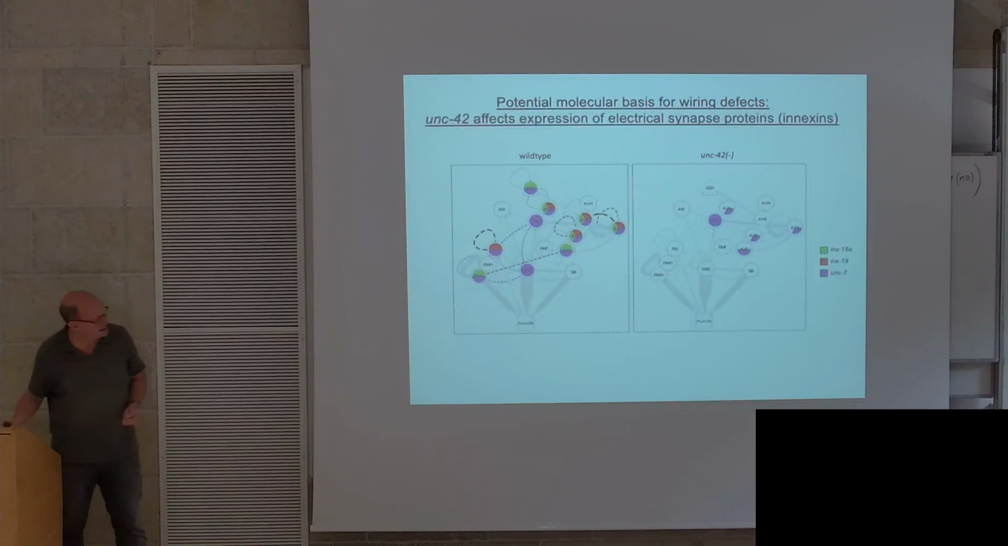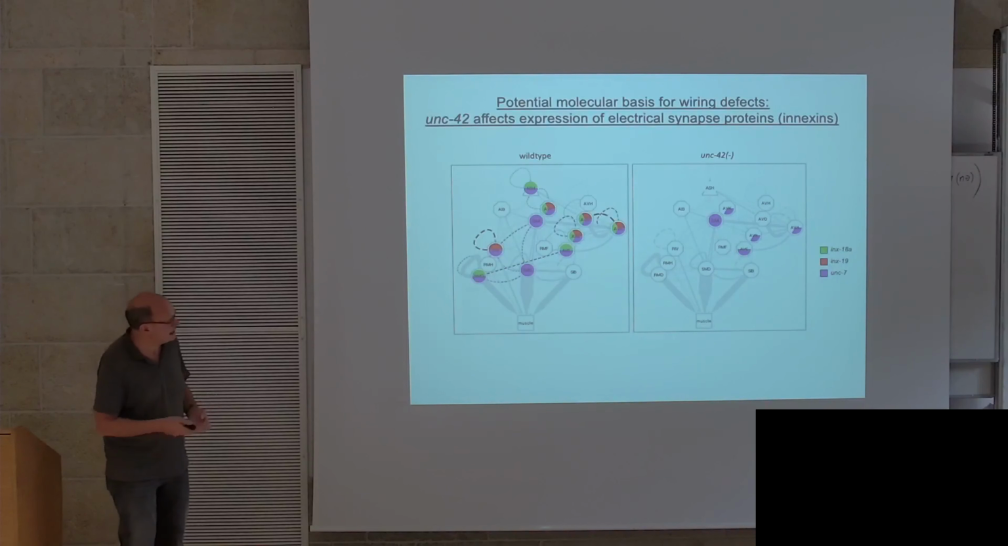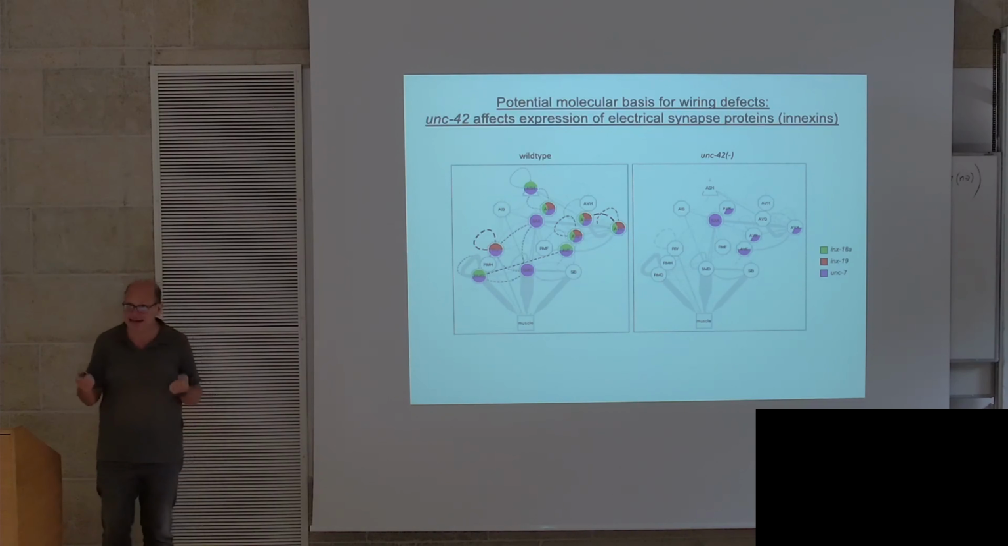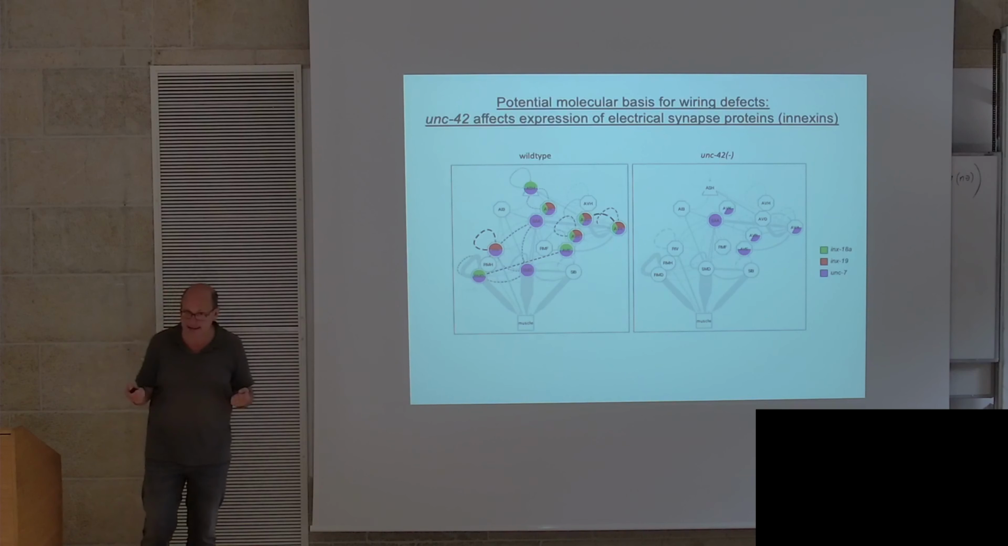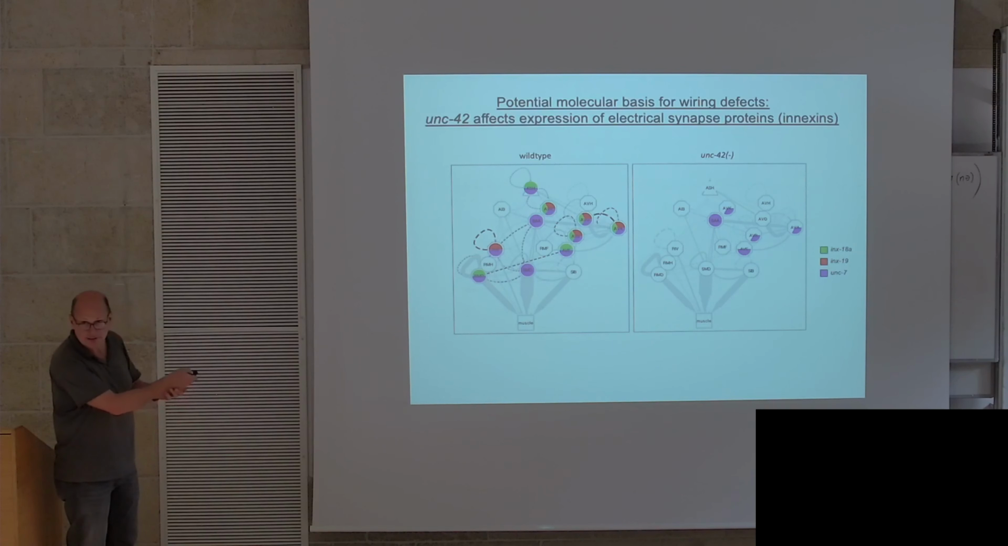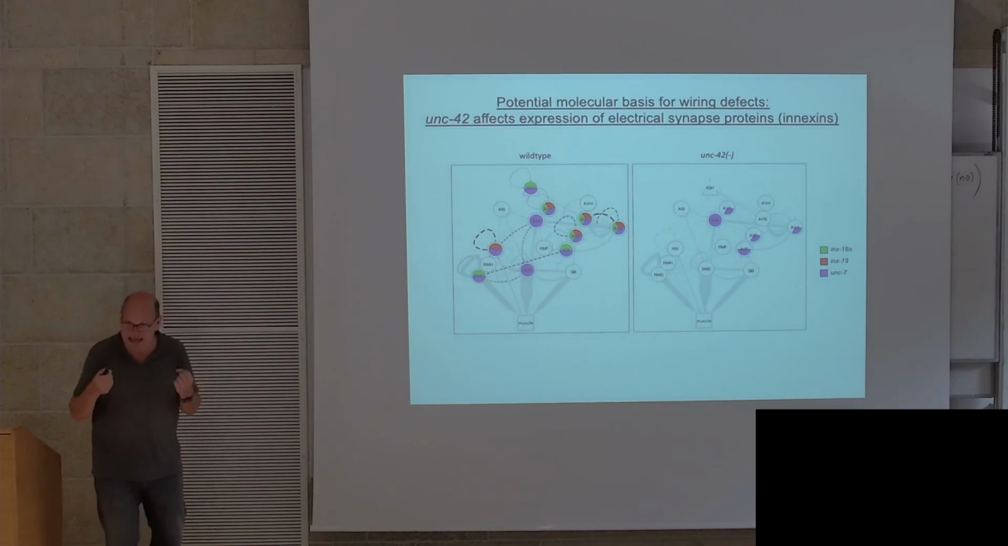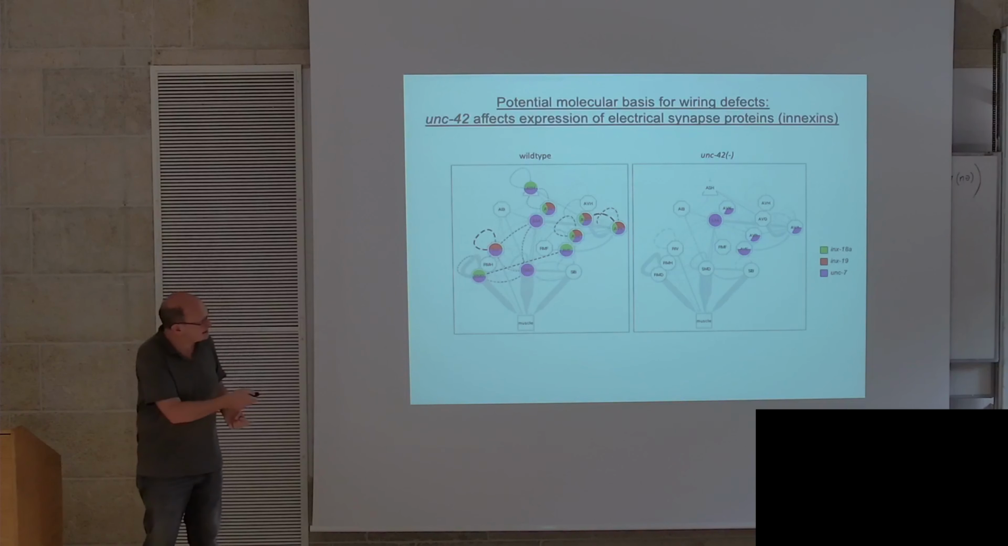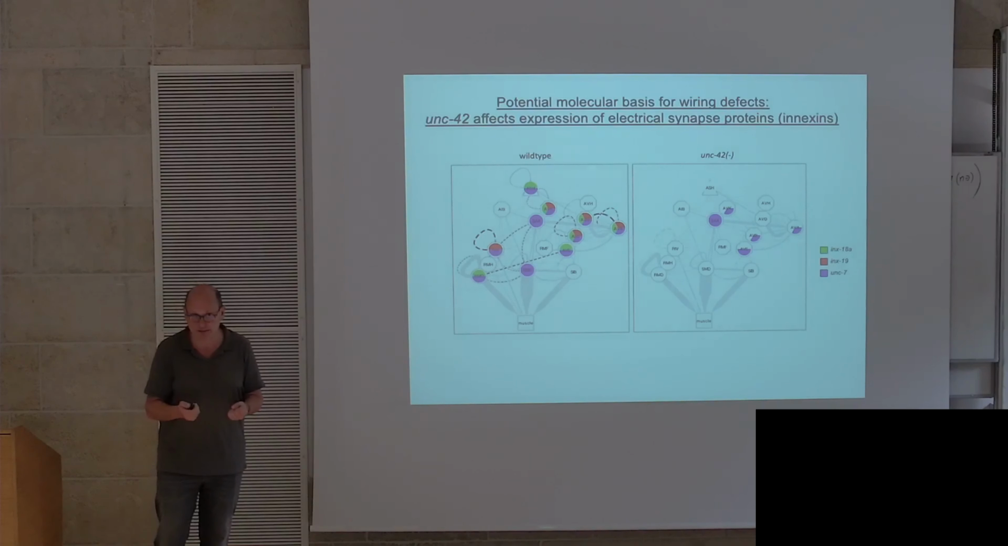Here is the very same problem with an even more telling class of molecules. These are molecules that form electrical synapses, the innexins. They're directly the constituents of electrical synapses. There's a whole bunch of them. We looked at 3 of them. Highly patterned expression within that circuit, responsible for these electrical synapses here. And again, their expression is very much disrupted in UNC42 animals. And again, that makes us suggest that UNC42 is indeed required, not just cell autonomously to specify identity of these cells, but also to assemble them into functional circuitry.